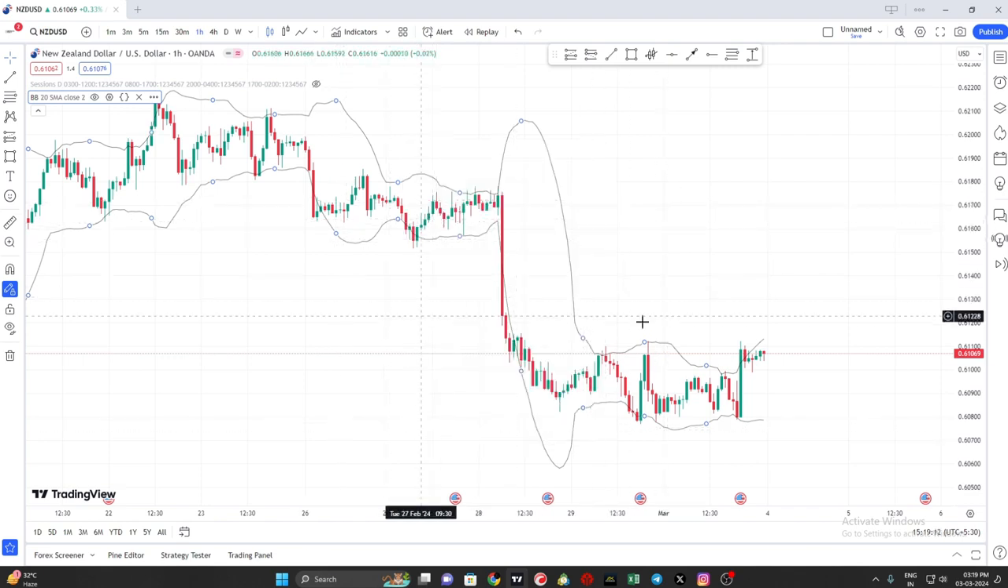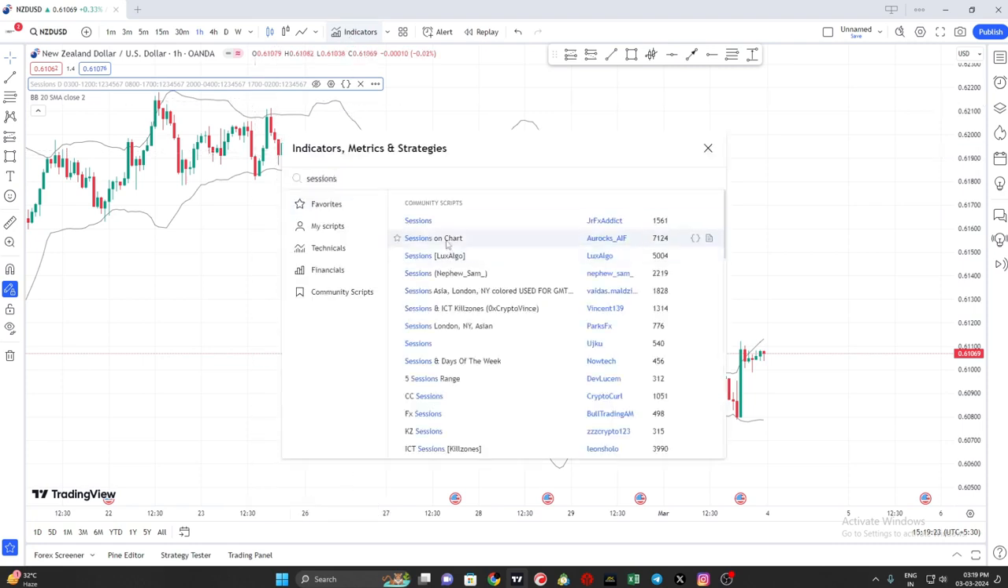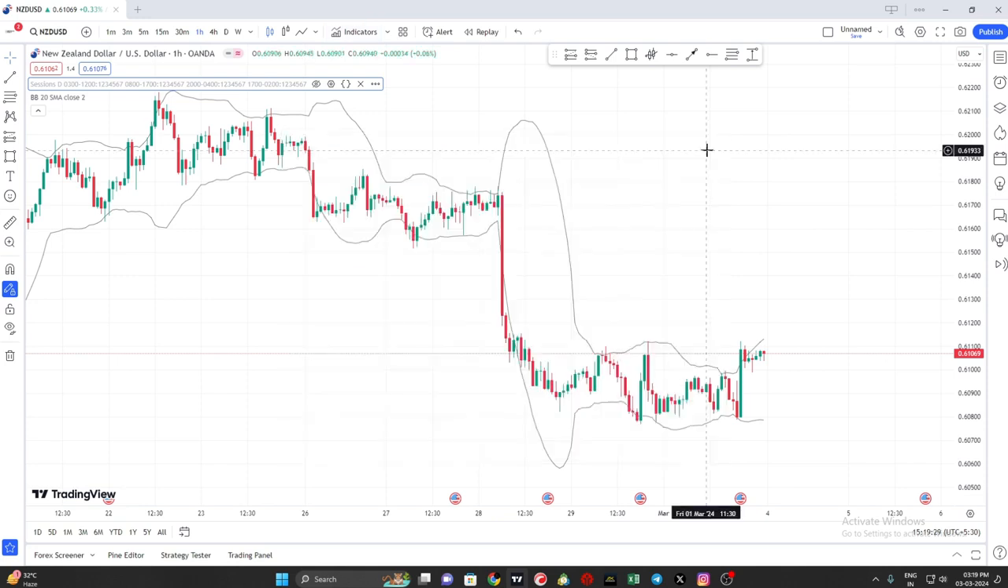And the second thing is we need to add this indicator, which is the sessions. You can find it simply by typing sessions, and you can see this is Sessions on Chart by Aurochs AIF. So you have to use this one. Why this one? Because it will show you when the London session starts, when the New York starts, and everything like that. So let me just enable it.